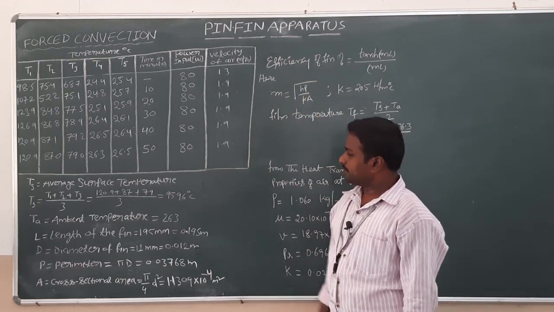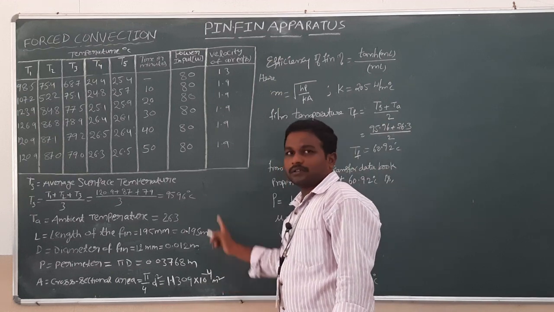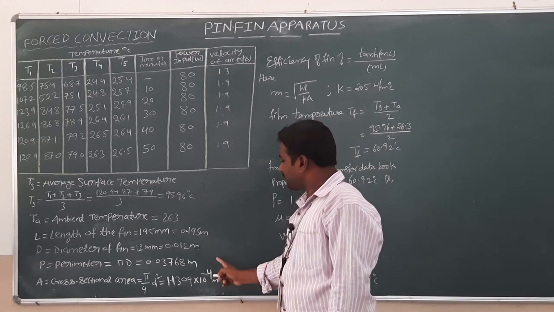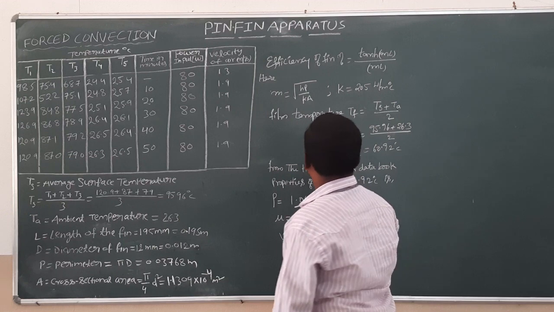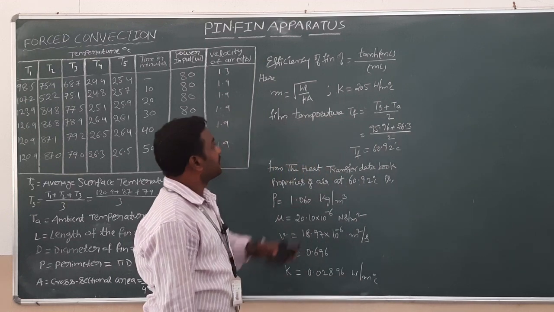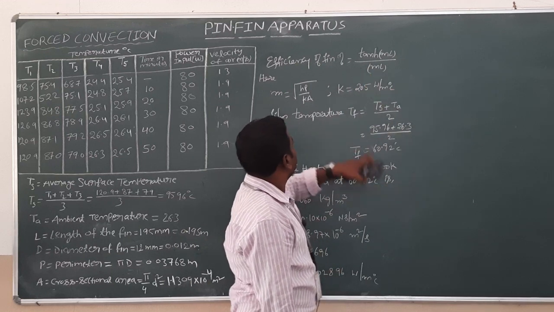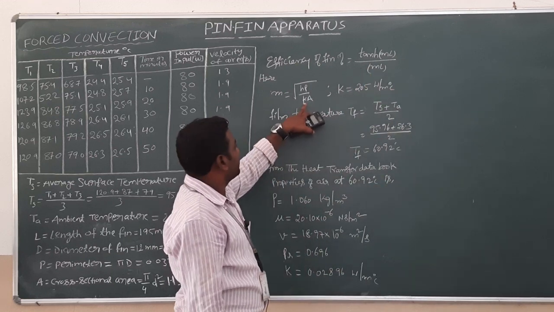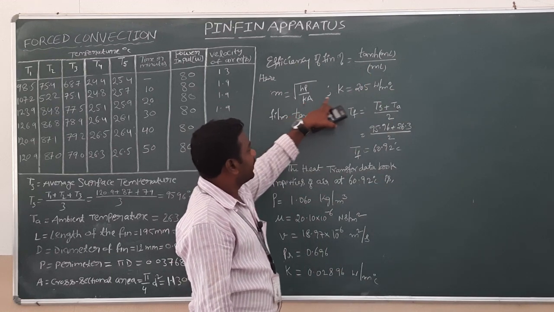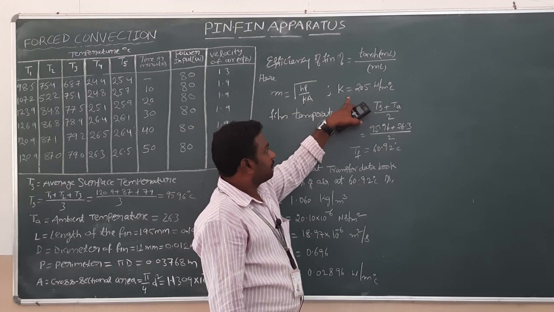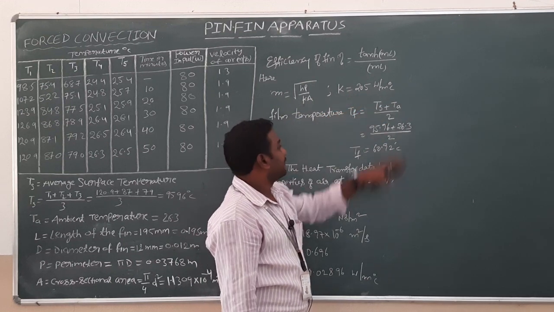Before going to the calculation part, these parameters are calculated already, about these parameters discussed earlier. Come to the efficiency of the fin. This is the formula for the efficiency of fin, tanh(ml) by ml. Here we know that m means square root of hP by kA, and k is the thermal conductivity of the fin, 205 watt per meter degree centigrade.